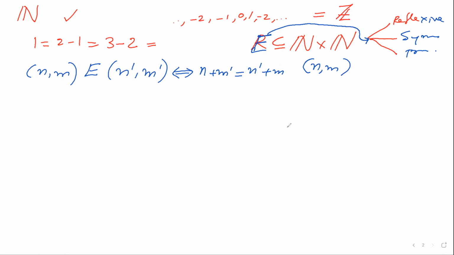First of all, is this relation reflexive? Let's check it. Is (n, m) related to (n, m)? (n, m) is E-related to (n, m). So I have 3 people already agreeing to that.